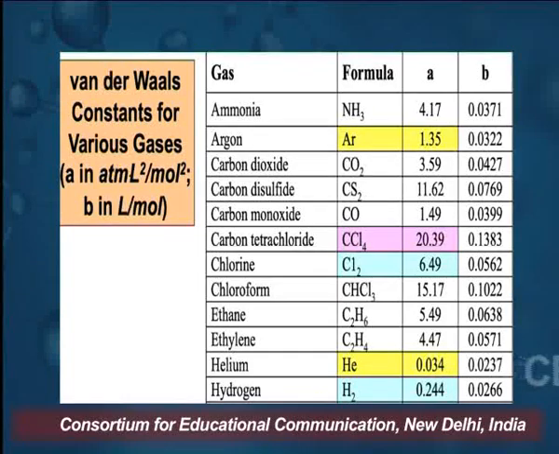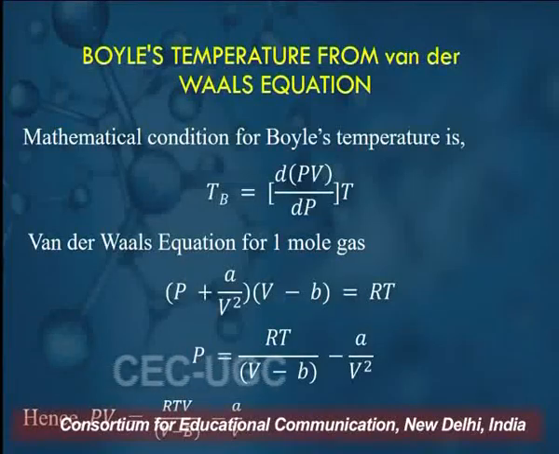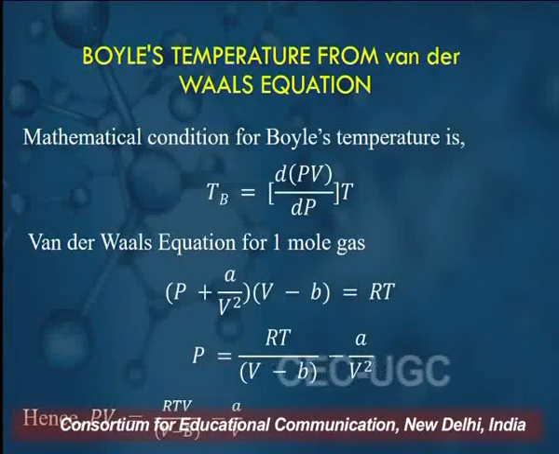This table is showing values of a and b for various gases. I have highlighted argon and helium here. For argon, you can see that a is 1.35 and b is 0.0322. For helium, it is 0.034 and the value of b is 0.0237.